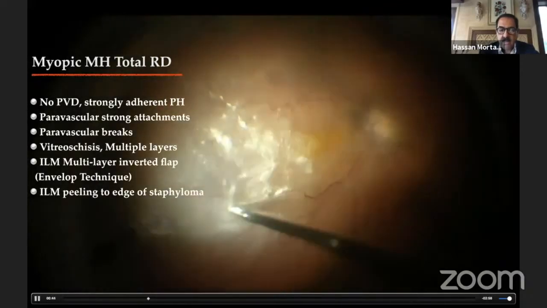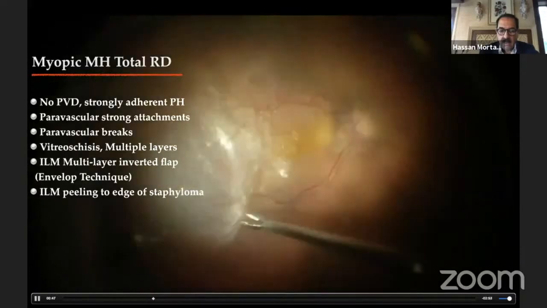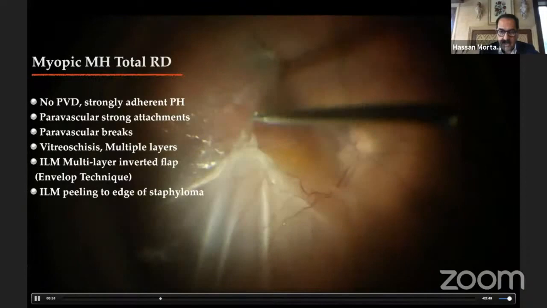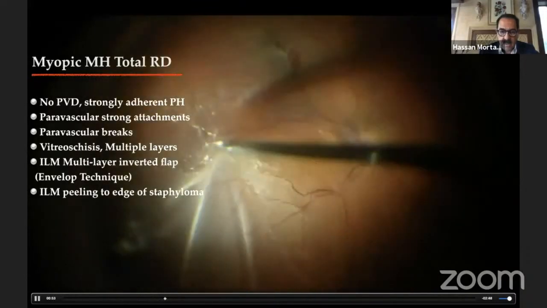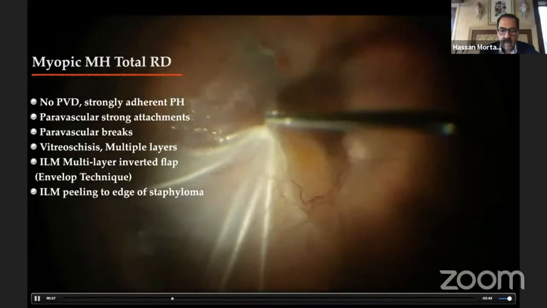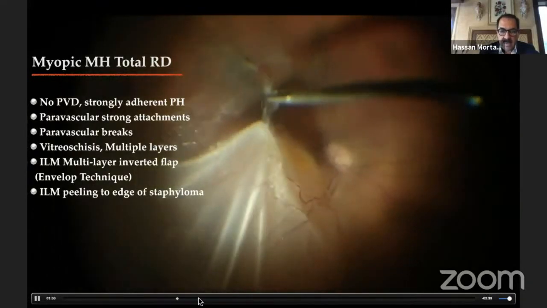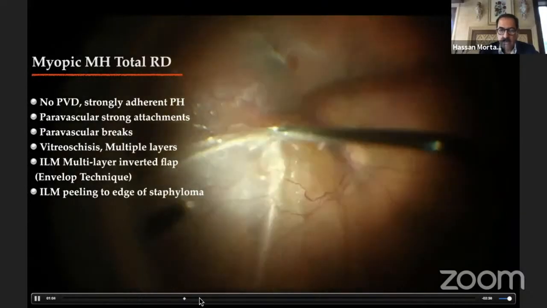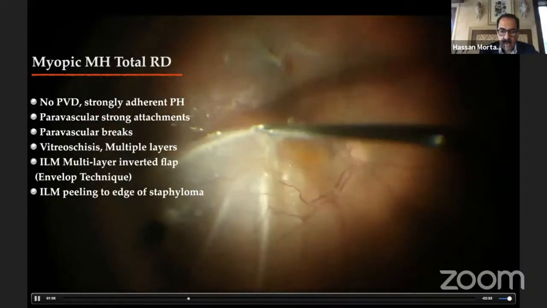And as you see, there are multiple layers of posterior hyaloid or vitreous cortex. So you may have to inject triamcinolone several times in order to stain the posterior cortical vitreous.